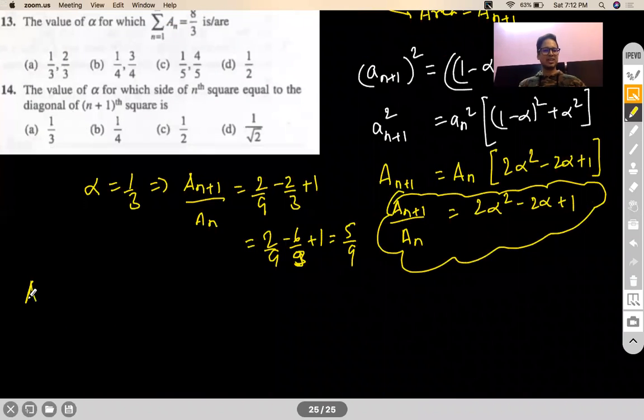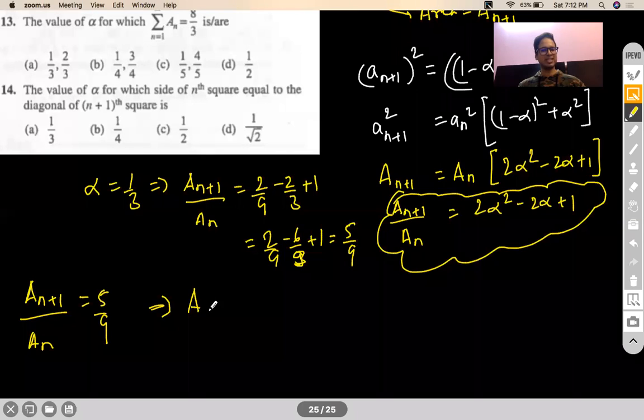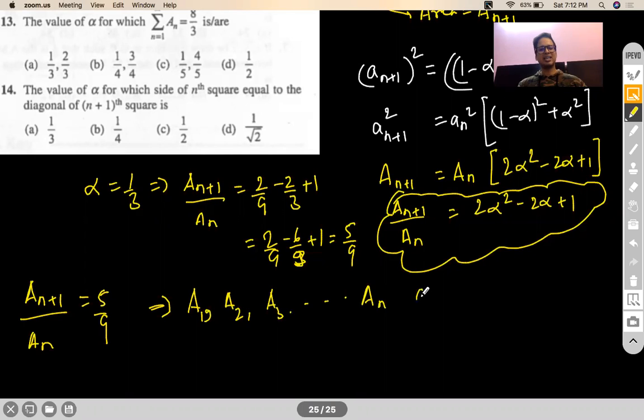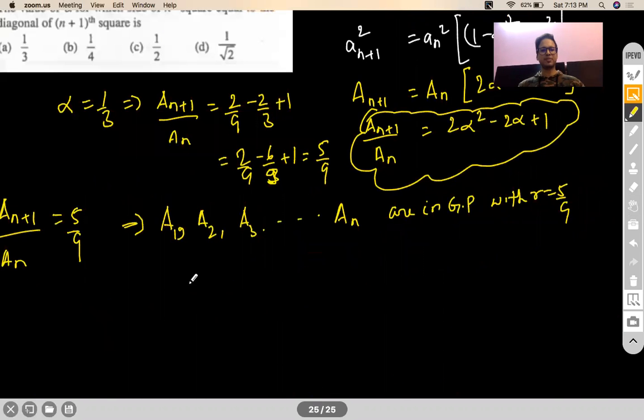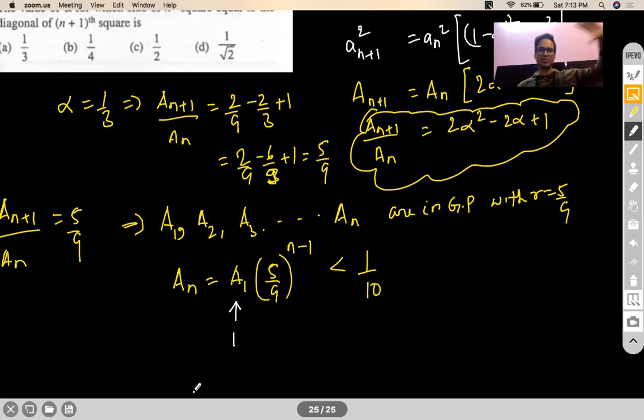So if the ratio of the terms becomes a constant quantity, what does it mean? It means A1, A2, A3, till whatever term are in geometric progression with common ratio 5 by 9. So if you want to find An, it will simply become A1 into 5 by 9 to the power n minus 1. And this is something which is less than 1 by 10 as per the question. Now remember, A1 is 1 because you are starting with the outermost square. Outermost square is a unit square. So basically you're trying to solve this inequality.